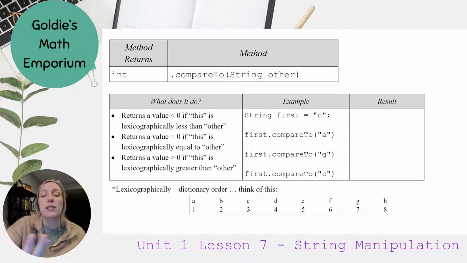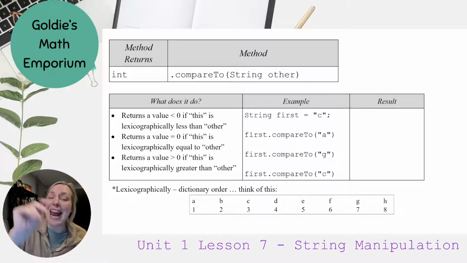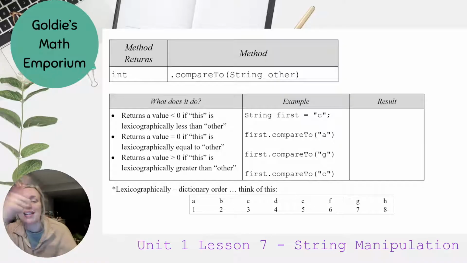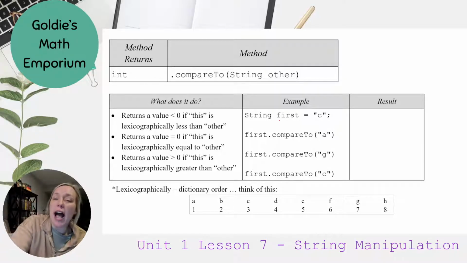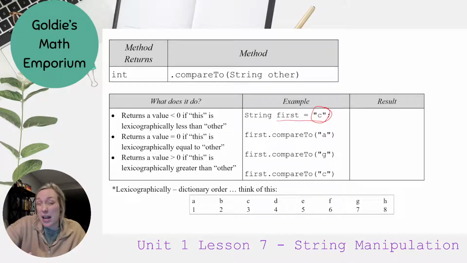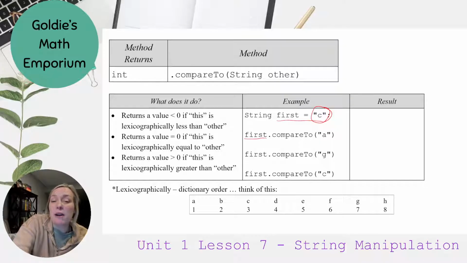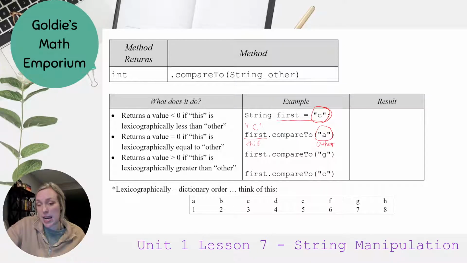So when you think of dictionary order, think of this. If I assign A as 1, B as 2, C as 3, etc., think of it like that. So if I have a string called first that's equal to the letter C, and I want to compare first to the letter A, I'm saying I want to compare this to other. I want to compare C to A.